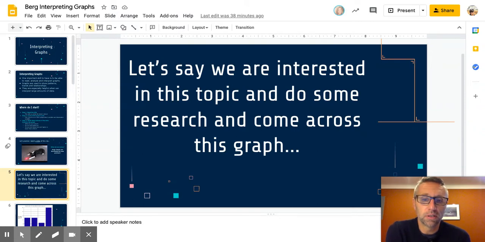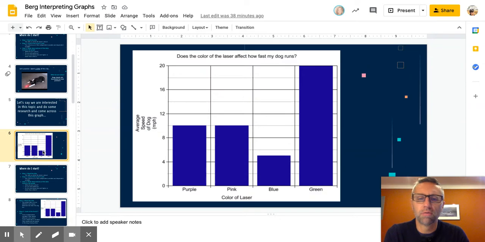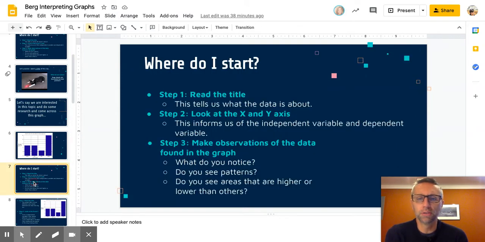So let's say we're interested in this topic and we want to look at some graphs that have come up with it, and we find this graph. We need to go through and break that down. There's a lot of information on this graph, and we want to use the skills that we're going through today to figure out what this graph really means. So where do we start? Again, start with the title.